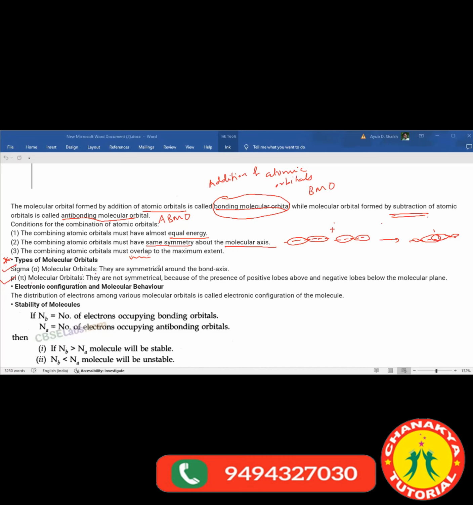Sigma molecular orbitals are symmetrical around the bond axis, the way I am explaining here. In this way, they are symmetrical. But pi orbitals are not symmetrical, because the pi bond is formed by lateral overlapping. Already we have seen, correct? Sigma bond is formed by axial overlapping, and pi bond is formed by lateral overlapping.